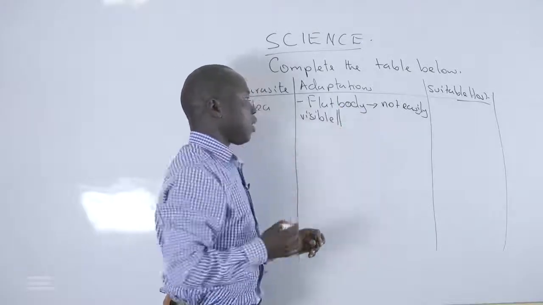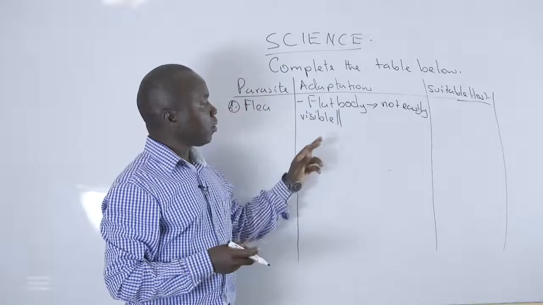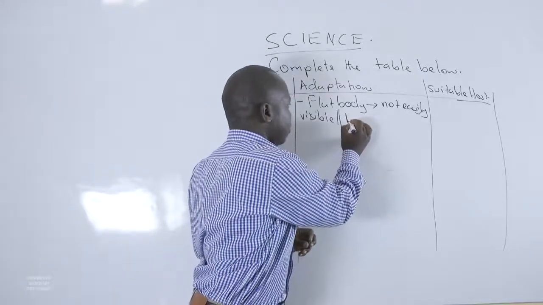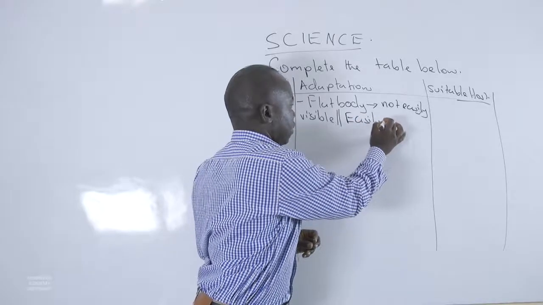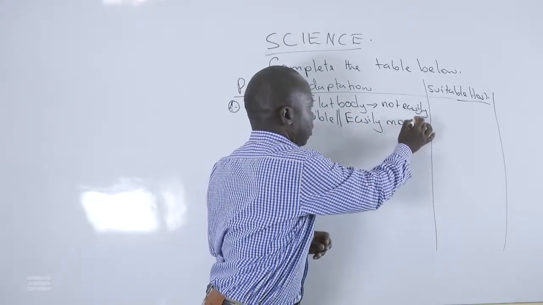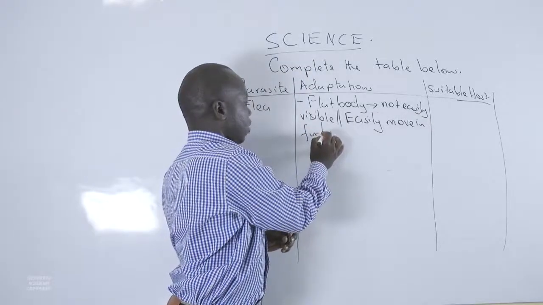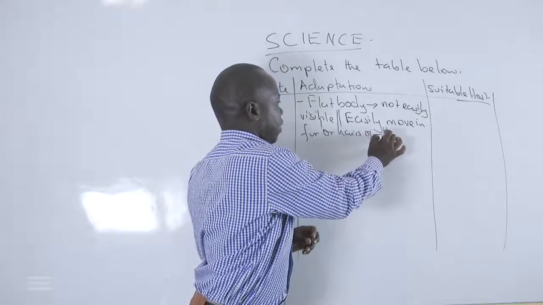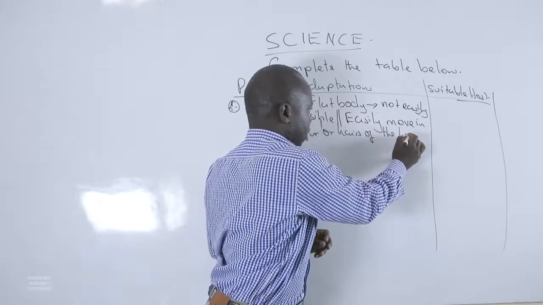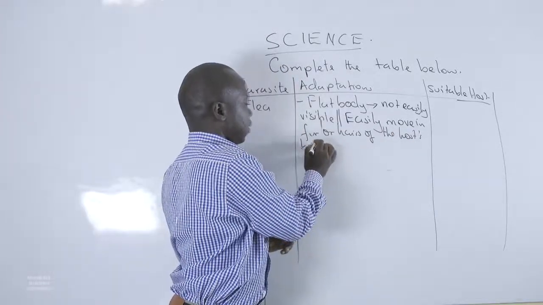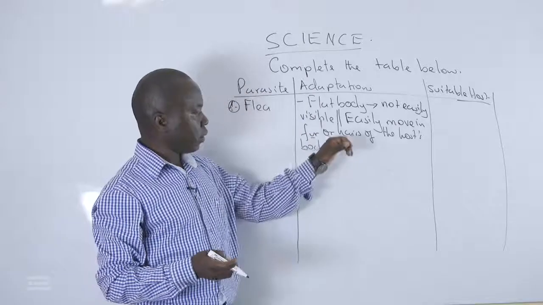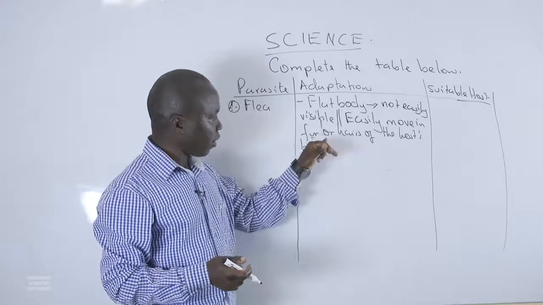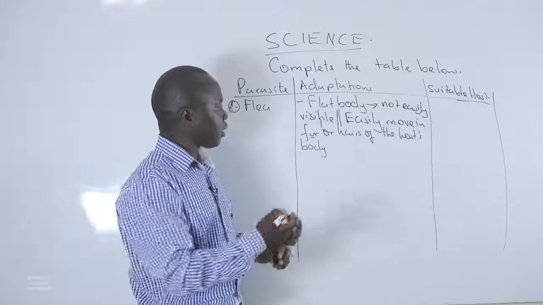At the same time, having a flat body will enable it to move easily within the fur or hairs of the host's body. So fur is equivalent to hairs. Fur is the hairs that cover the skin of mammals. We call it fur, or we can refer to it simply as hairs.